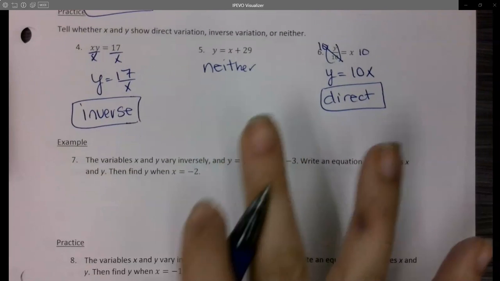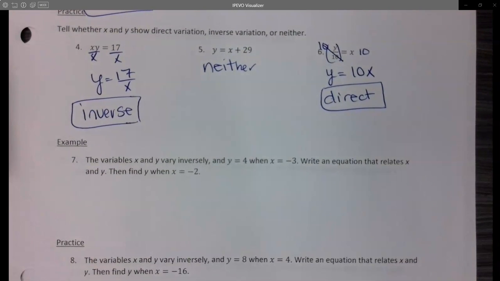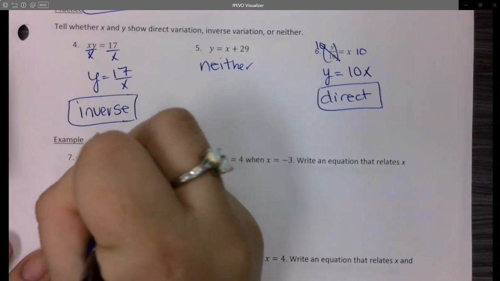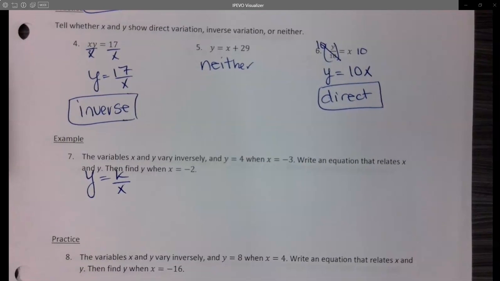Okay. Number 7 tells me that x and y vary inversely. So this means it's going to be the yellow equation I highlighted at the top, y equals k over x. And then it tells me y equals 4 and x equals negative 3. Then it wants me to write an equation and then find the value when x equals negative 2. So there's like 3 things going on here.